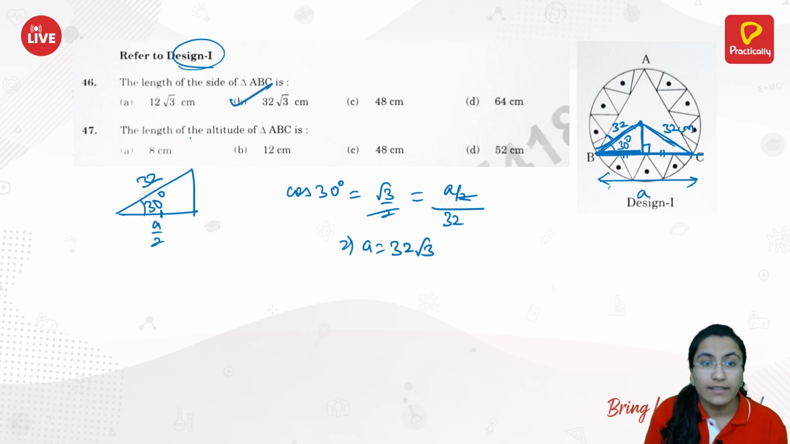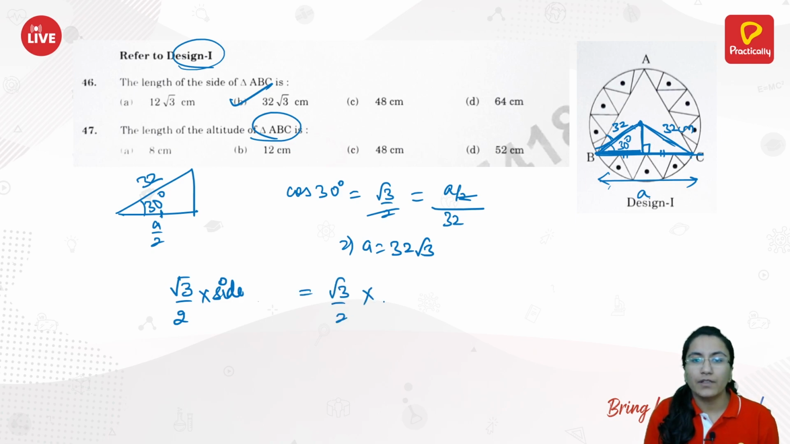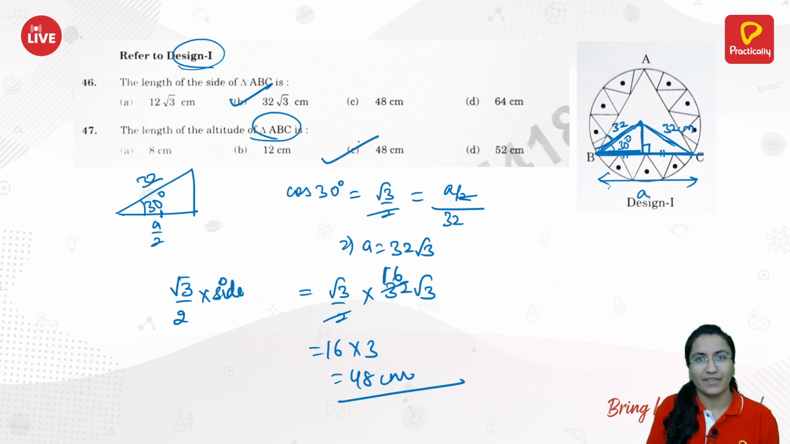Next question, the length of the altitude of triangle ABC. By now we have the side, so the length of the altitude can easily be found. A similar question was there even in single correct, right? If you memorize the formula directly, root 3 by 2 into side, this would give you the direct answer, that is root 3 by 2 into 32 root 3. Cancel this, you have 16, so 16 into 3, that is 48 centimeters, gives you the correct answer. Okay, so C option is correct.